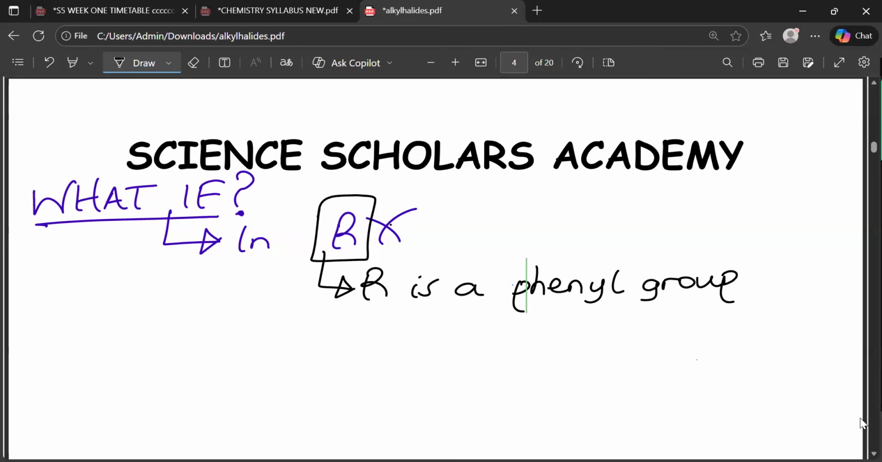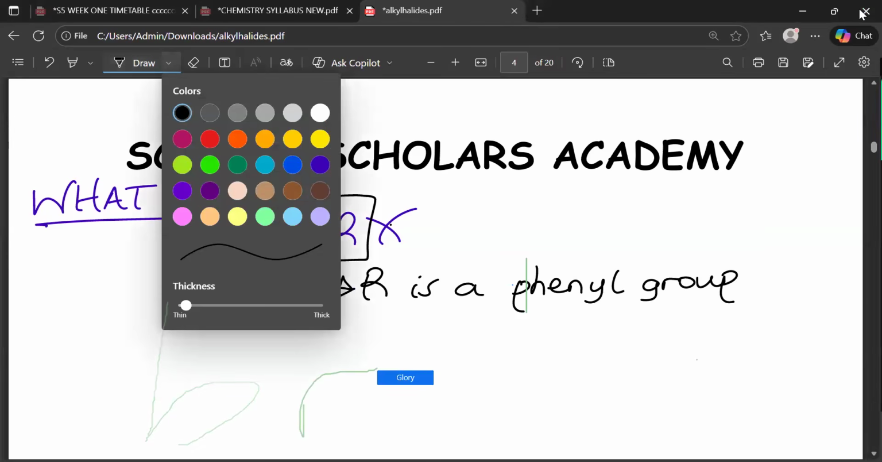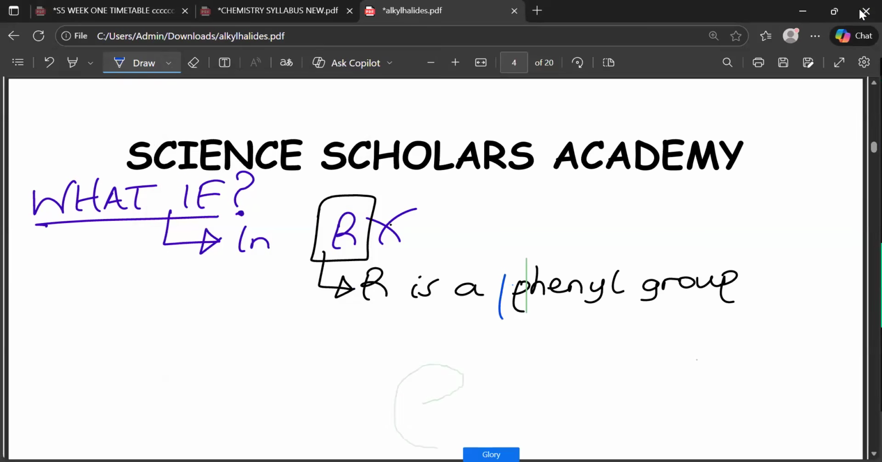Who can tell me what a phenyl group means? What do I mean by phenyl group? People have been talking of alkyl groups and so on and so forth. But what if R is a phenyl group? Yes, Justus. What is that phenyl group? It is when it is attached to a benzene ring.